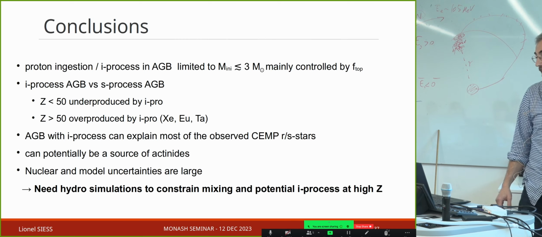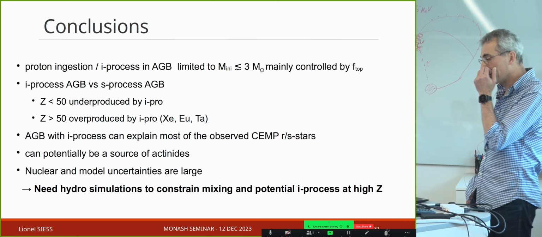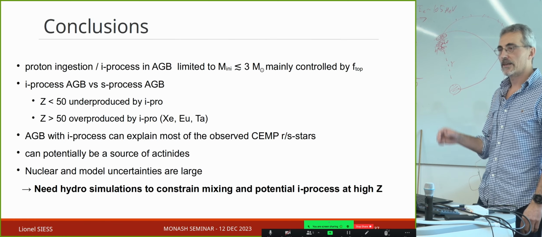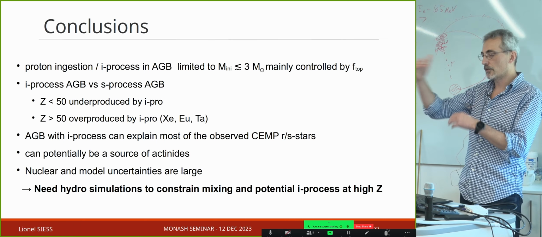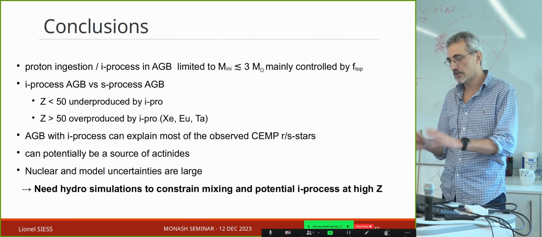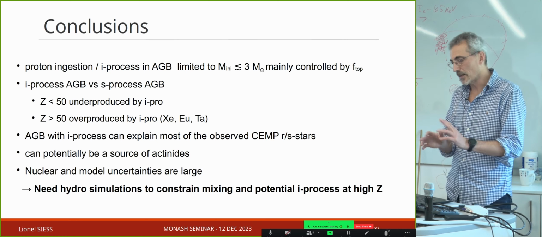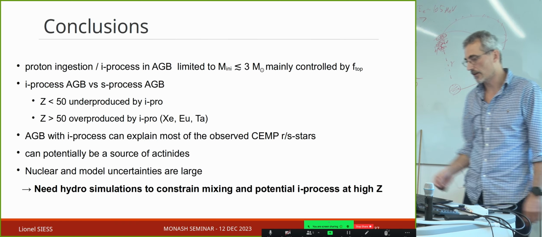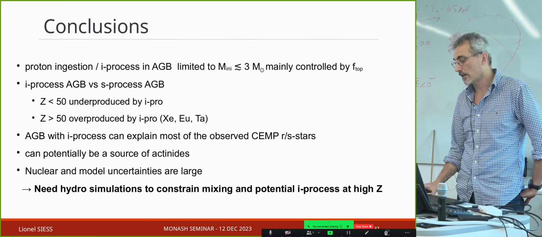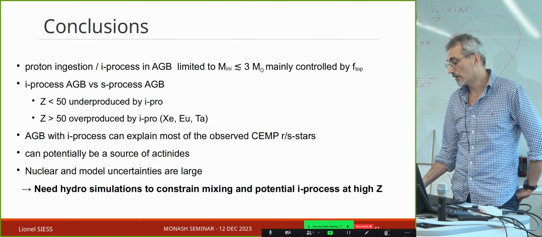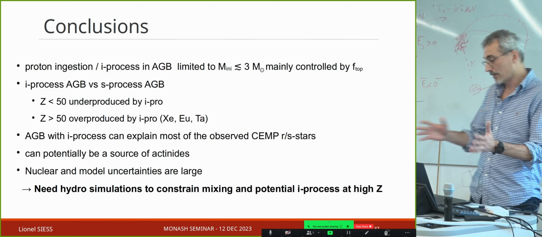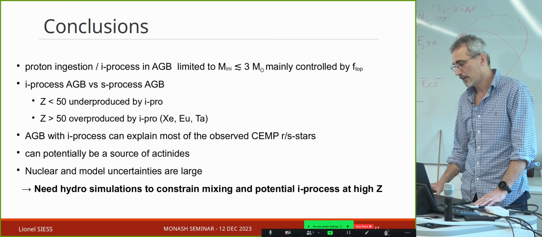Okay, so I come to my conclusions. So we've investigated the proton injections in AGB stars. And it's typically limited to low mass stars, typically below 3-4 solar masses. And it's very dependent on how you treat mixing at the top of the pulse. If we compare the nucleosynthesis to the s-process nucleosynthesis, the i-process underproduces the light s elements and tends to overproduce some heavier elements with Z larger than 50. With this scenario, we can explain many of the CEMP-r/s stars. We don't need an extra parameter of adding an initial pollution. It gives quite good results without tweaking too many things.